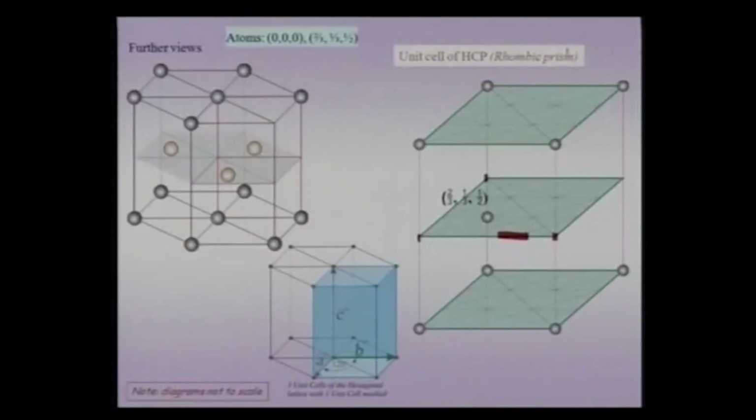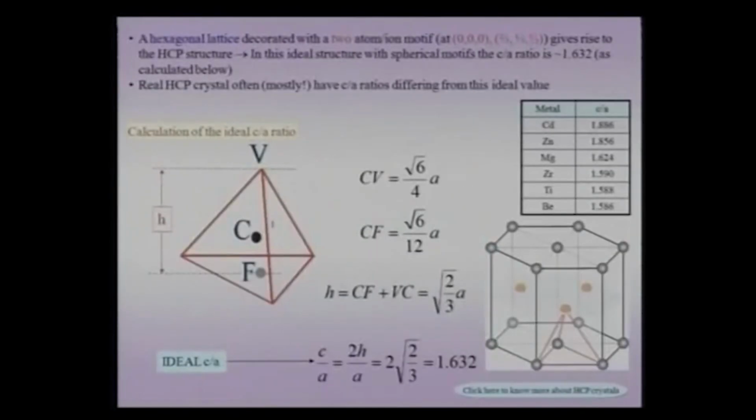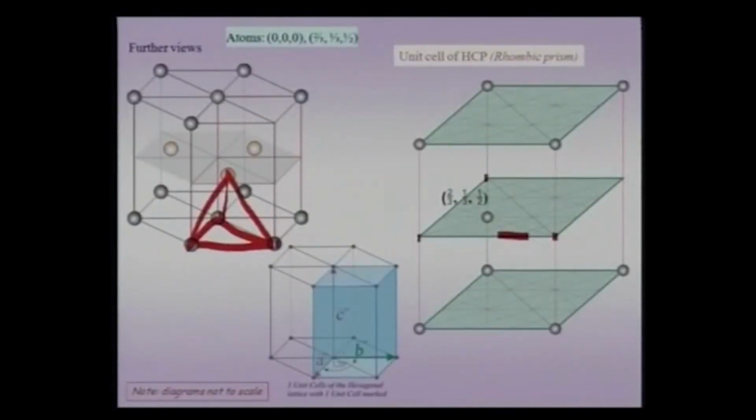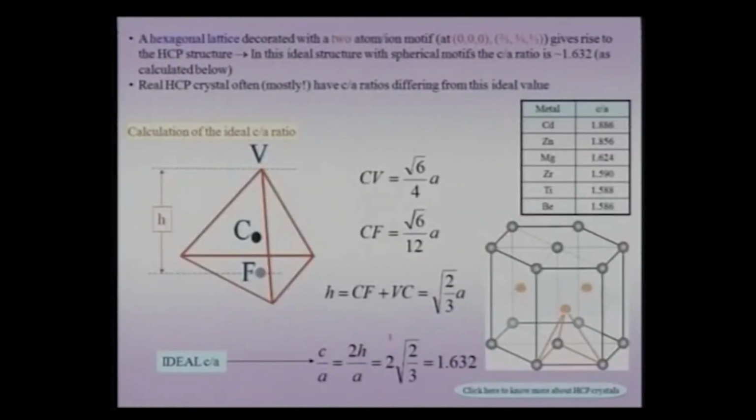Now to calculate that, let me consider a tetrahedron which is formed by this atom and the atoms which are located at these vertices. So I make a tetrahedron out of these atoms because I join these atoms and the base to form a tetrahedron. I consider that tetrahedron, and the vertex of that tetrahedron I call V. Now because it is a regular tetrahedron, C is the centroid of this tetrahedron, CV is √6/4 a, where a is this cell edge length. Any of these cell edge lengths is a.